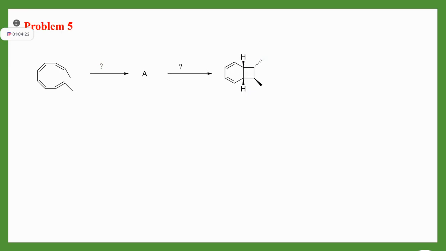So now it's time to solve problem number 5. How are you going to start solving these types of problems? First, let me tell you what you have to tell me in this question. In the question mark, you have to tell me either it is thermal condition or photochemical condition. In these types of questions, you can't solve from the start. You have to see what is there in the product, then you have to tell me.